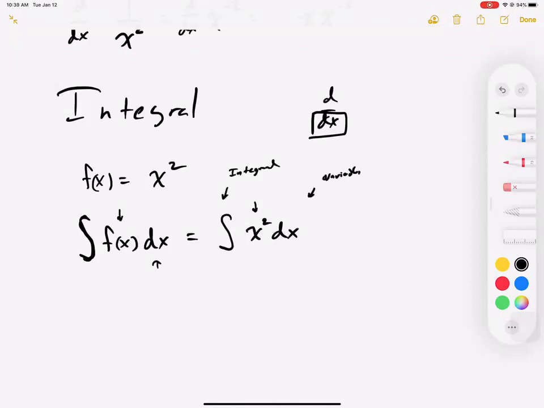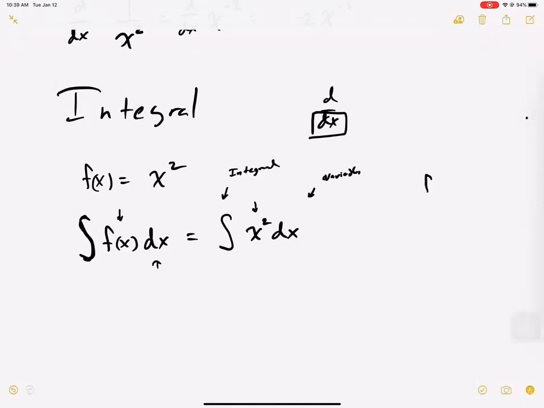Okay, and then here's what we're going to have to say. What was this before I took the derivative? If x squared is the result of my derivative, if I say d over dx of something is equal to x squared, what was it beforehand?